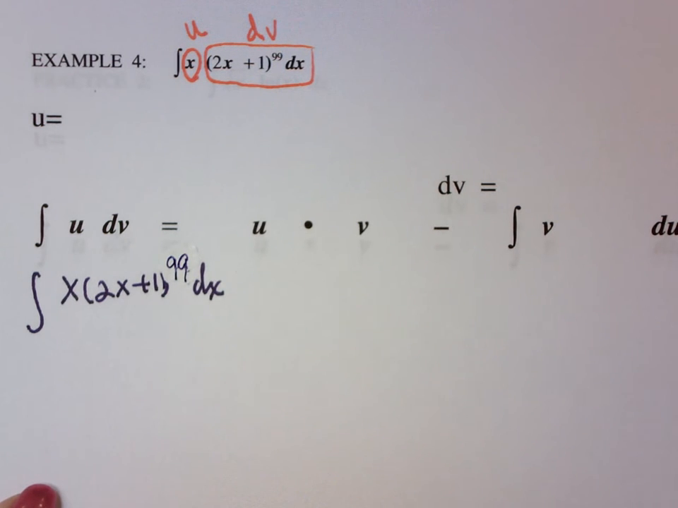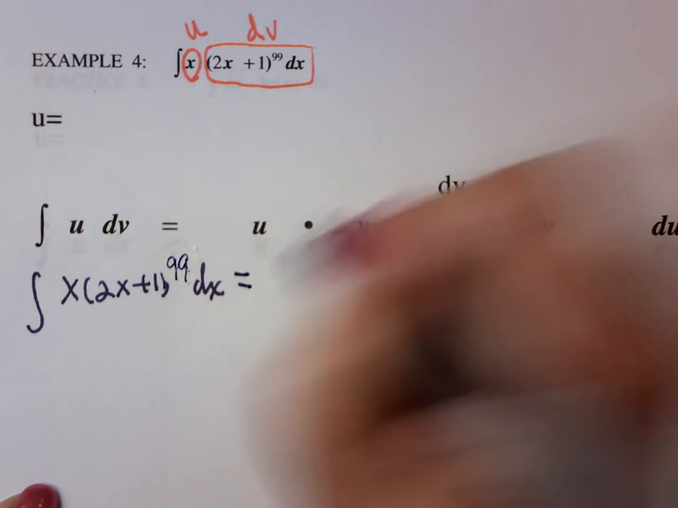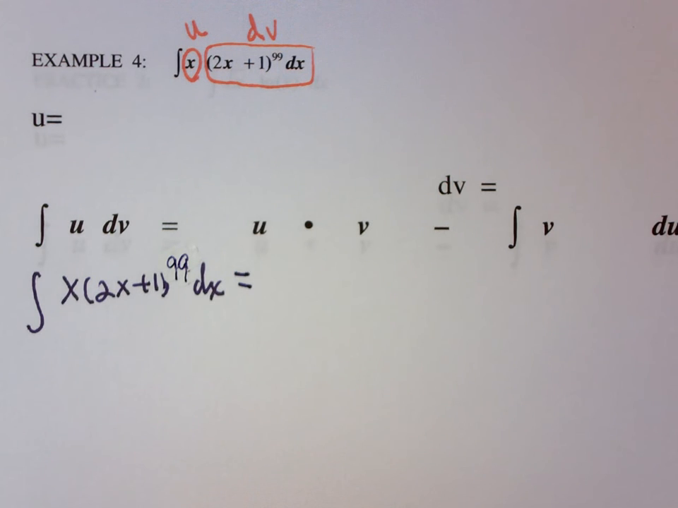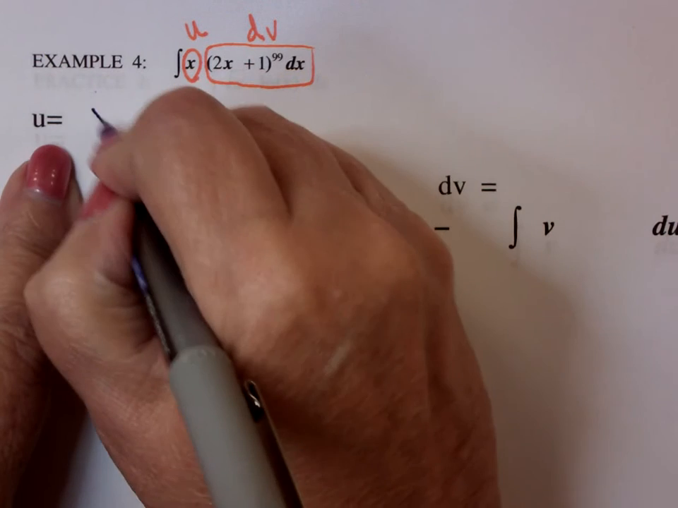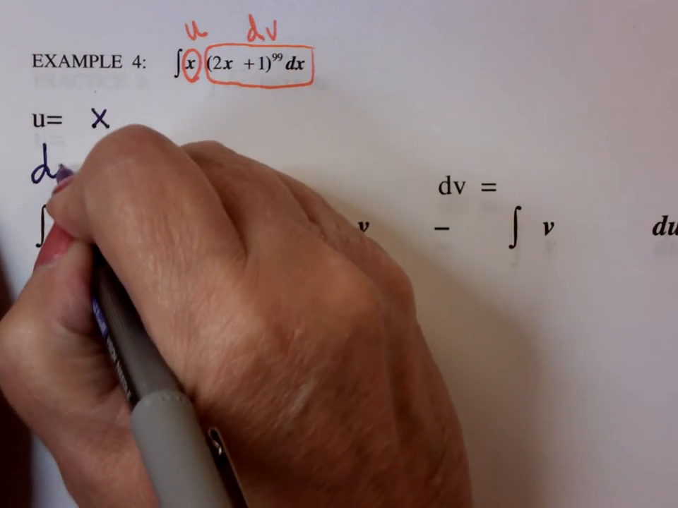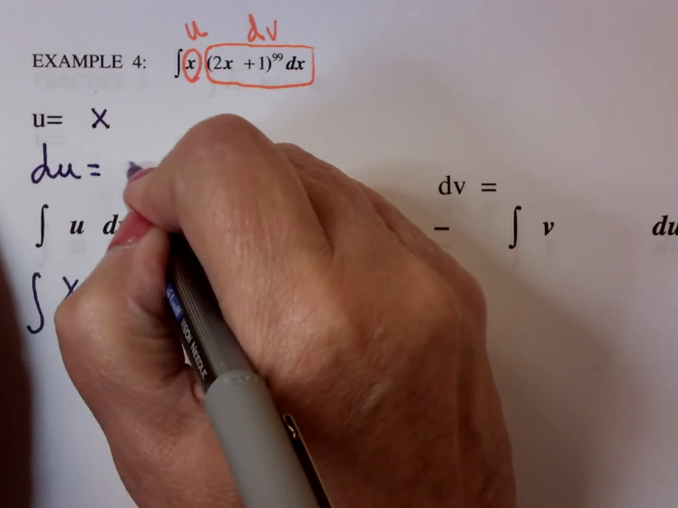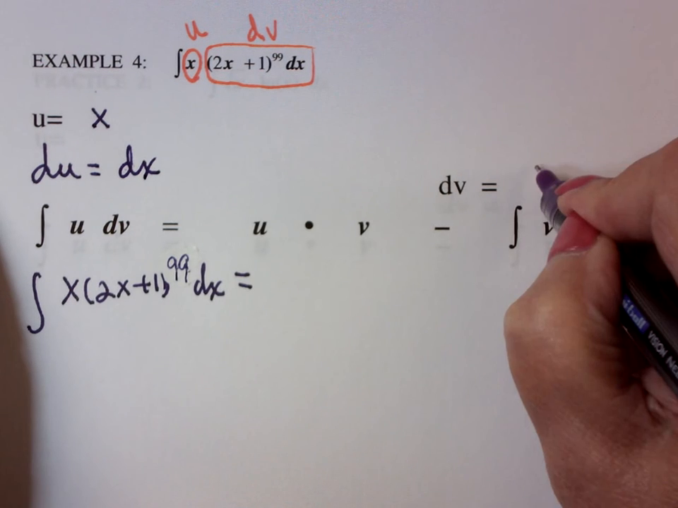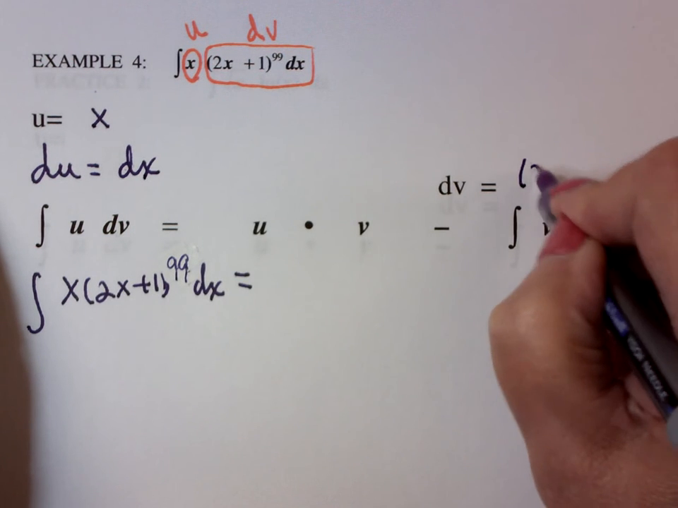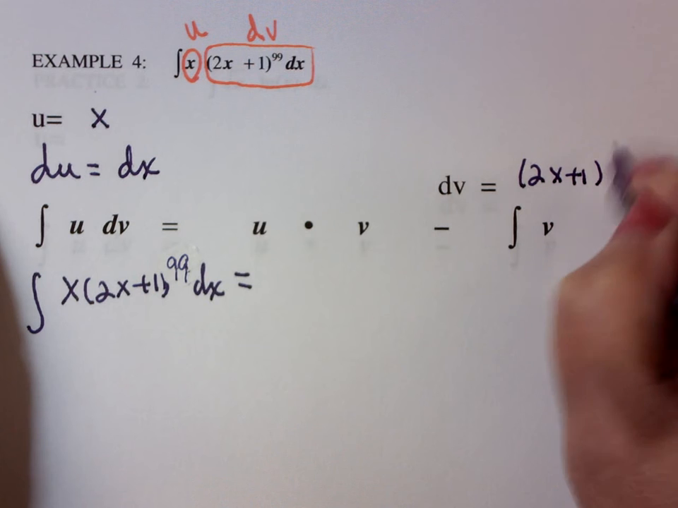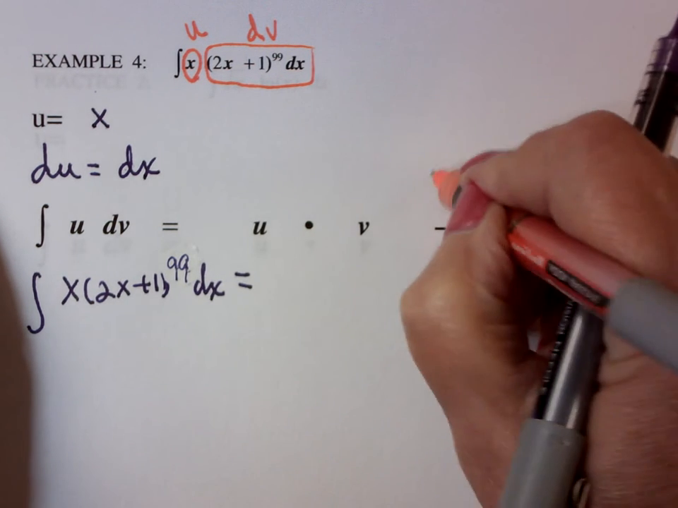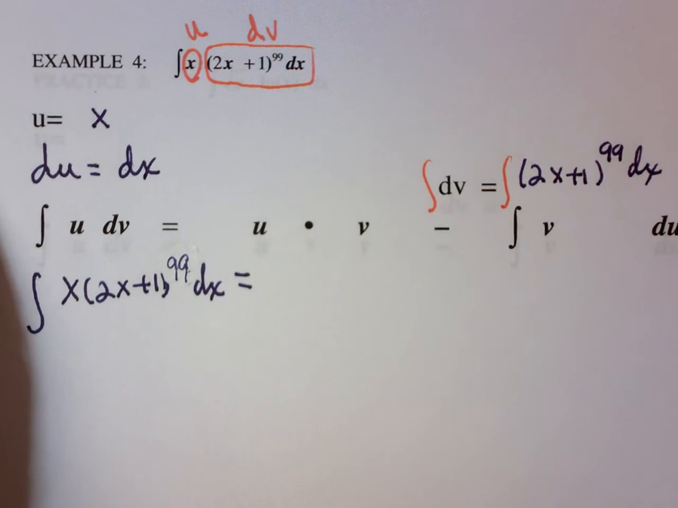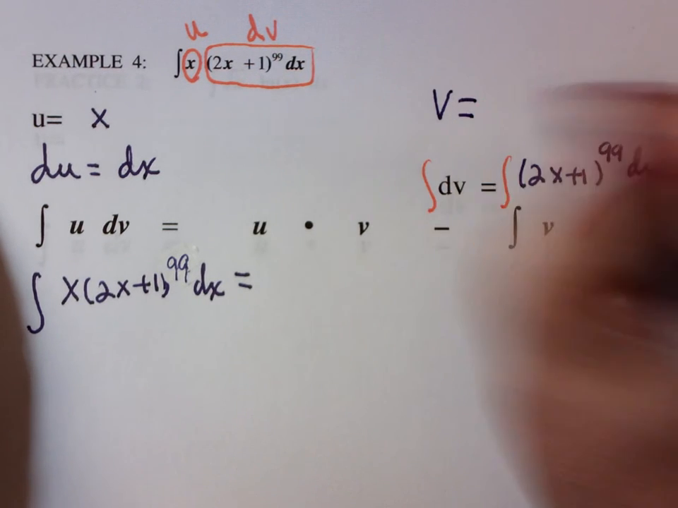Okay. And so, where did that x come from? Oh, you're just rewriting, we're writing the problem. So we said that u was x, so du is dx. dv is 2x plus 1 to the 99 dx, and so I need to integrate both sides, so that v is going to be something.